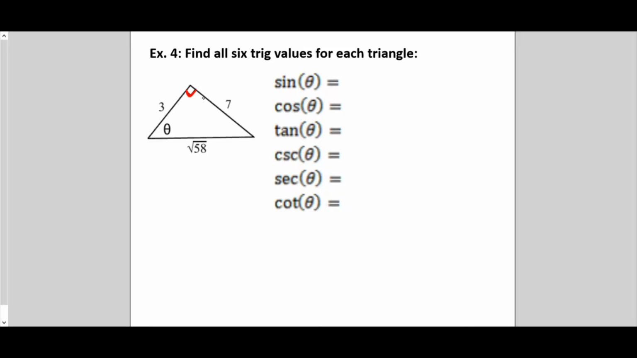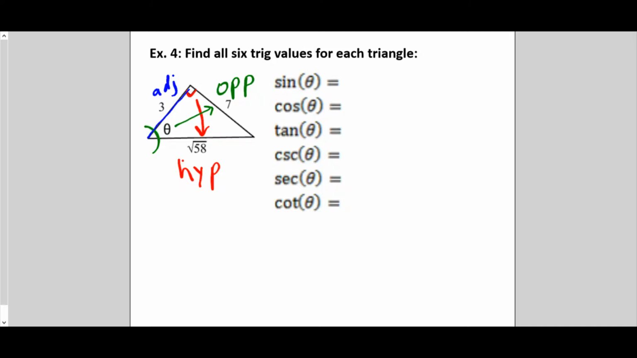Remember, you're going to find your right angle. The side directly across from the right angle is the hypotenuse. Then label the side across from your reference angle. So my reference angle that I'm given is theta. So the side across from that is my opposite side. And then the adjacent side is the side that touches the reference angle and the right angle. So this is my adjacent.